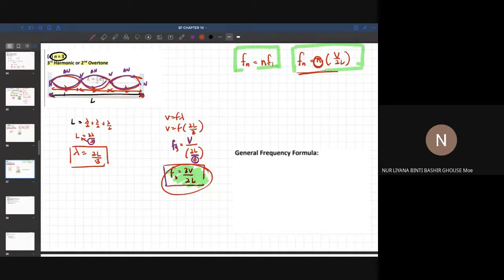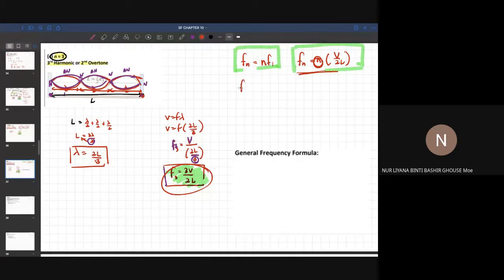Contoh F1 kita adalah 10 Hz. Dia nak 5th harmonic. Apakah frekuensi of the 5th harmonic? F1 adalah 10. Dia nak frekuensi of the 5th harmonic. You can type dekat chat box dan you can press send. Yes, very good. Kita akan dapat 50 Hz.